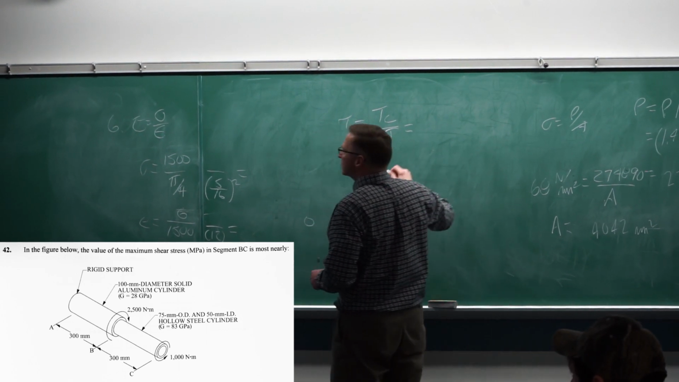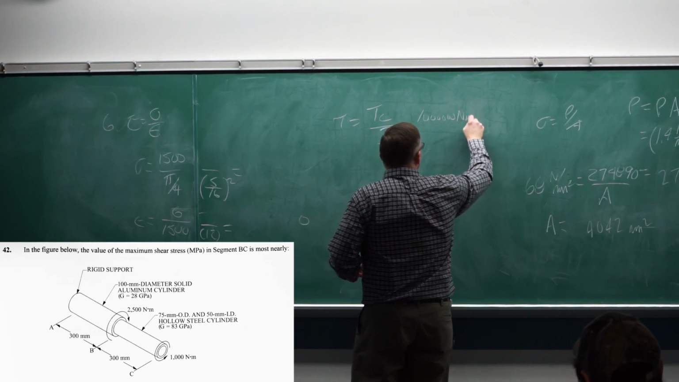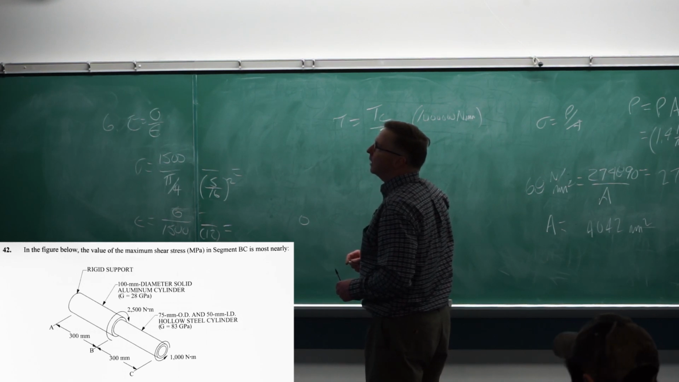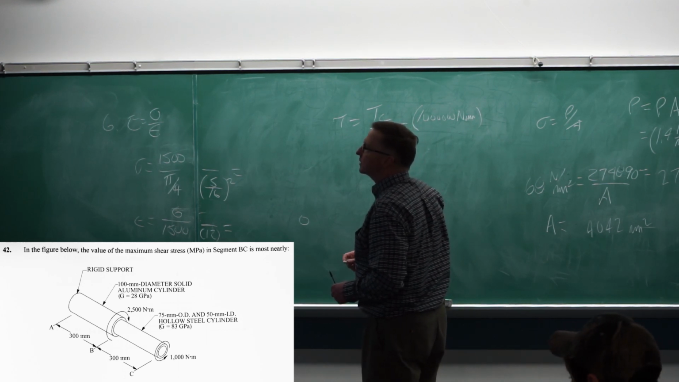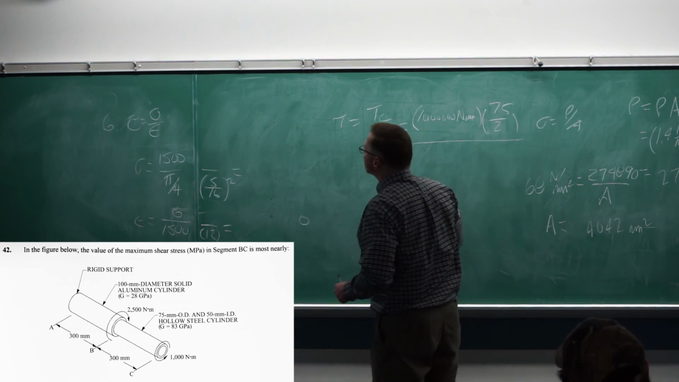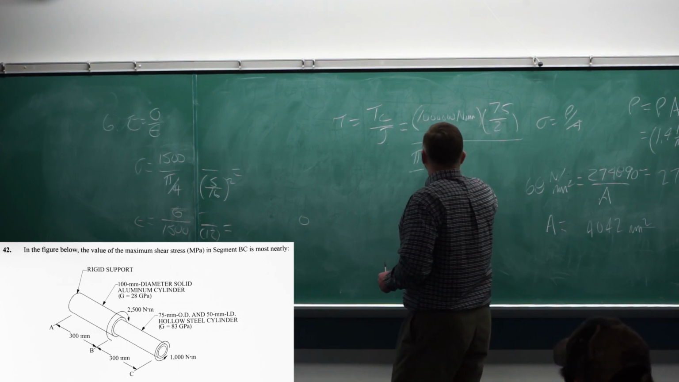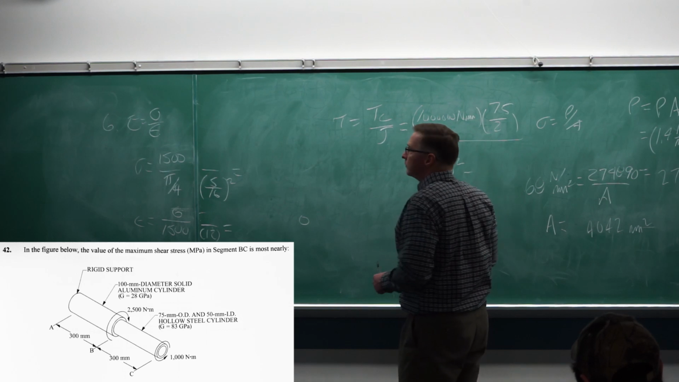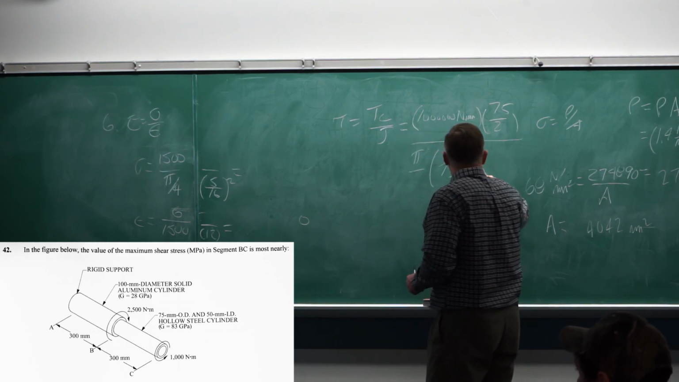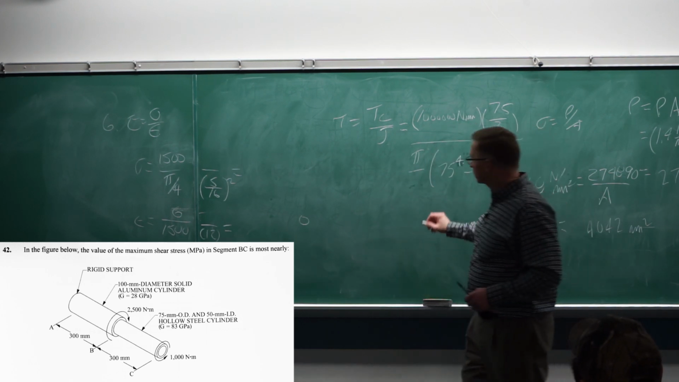Torque then is 1,000 newton meters. I'm going to call it 1 million newton millimeters. C is going to be to the outside surface, so that's going to be 75 over 2 to get the radius. And J, you're going to use the 75 millimeters to the 4th power for the OD, and then the 50 to the 4th power for the ID, and I can't remember whether this constant's 32 or 64. 32.